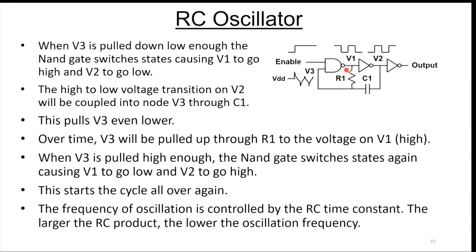However, over time, V3 is going to get pulled up through this resistor R1, and then it's going to flip the NAND gate again. So this cycle starts all over again. So this oscillation is pretty much controlled by the RC time constant here. Again, I wouldn't recommend using this oscillator in any kind of precision application, but if you just need a quick and dirty clock, this works pretty well.